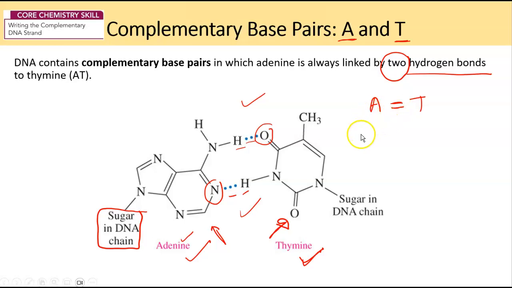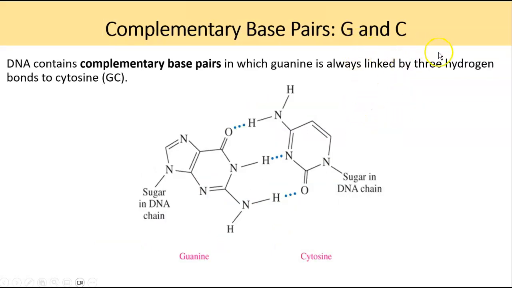And there's another complementary base pair, guanine and cytosine. The guanine and cytosine will make three hydrogen bonds. So this base pairing is a little bit stronger than adenine and thymine because they have three bonds. And this is the other complementary base pairing. And these are linked by, again, three hydrogen bonds.